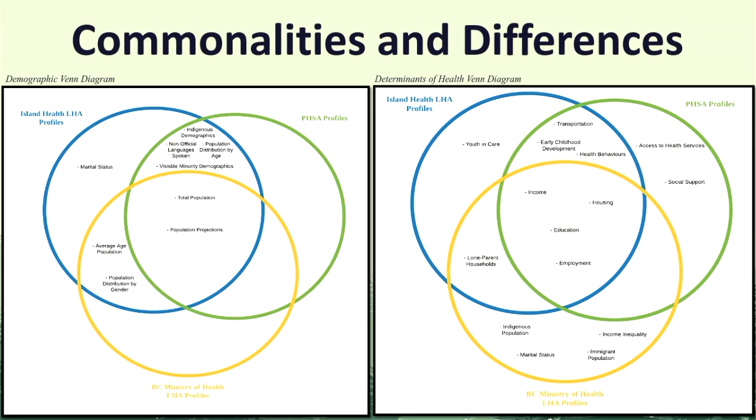But in terms of demographics, all three profiles had very little in common in how they reported demographic information. The only indicators all three profiles reported are total population and population projection. And then as for determinants of health, all three profiles include indicators relating to income, housing, education, and employment, but that's really all they had in common.